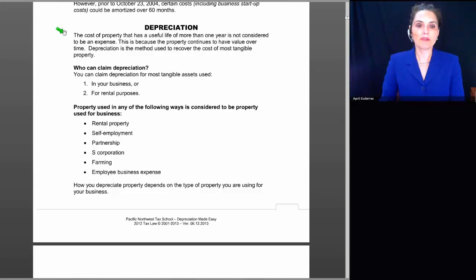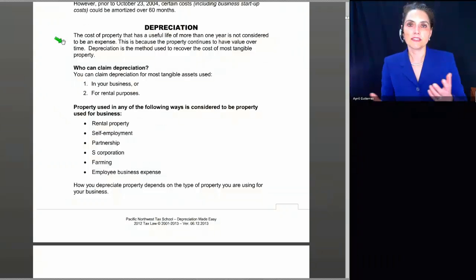The cost of property that has a useful life of more than 1 year is not considered to be an expense to a business. This is because the property continues to have value over time, and depreciation is the method used to recover the cost of most tangible property. So what does that sentence mean?